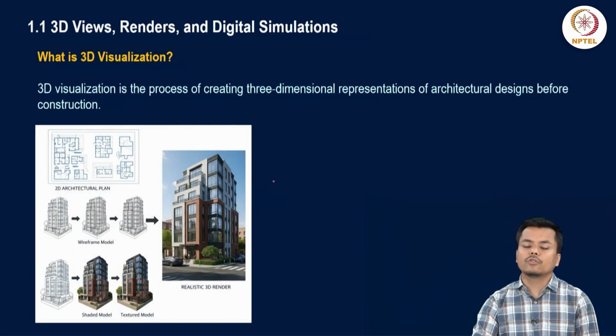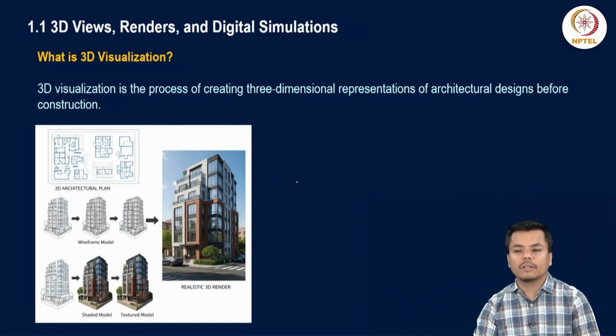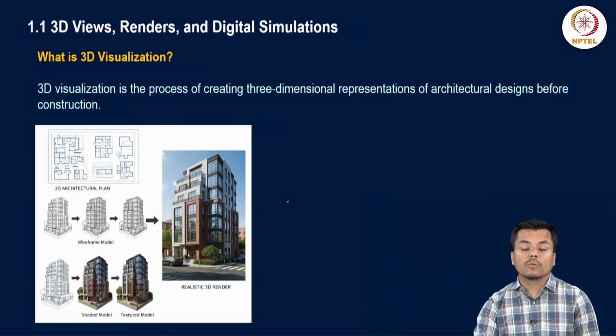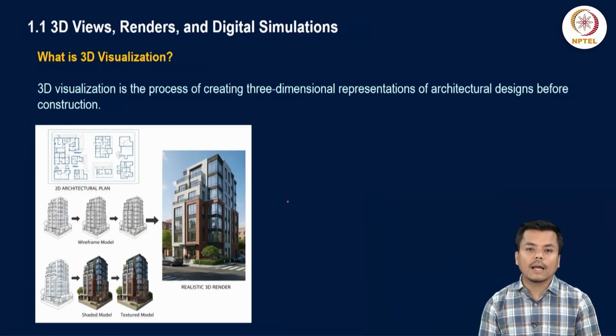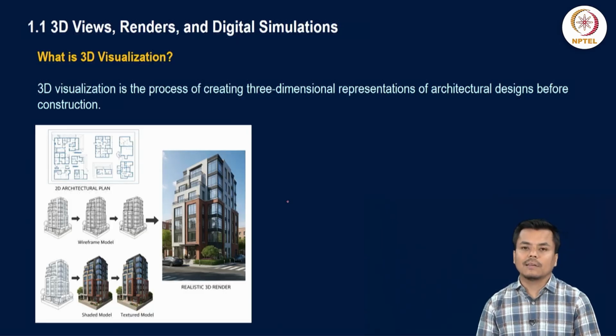So now let us look into the topics that we will cover in this presentation, that is 3D view first, then we will look into render and digital simulation. So what is a 3D view? It is also called 3D visualization. It is a process of creating a three-dimensional representation of architectural design before the construction, so that whoever is the client or whoever is the user, they can visualize how the structure that is designed for them will look when it is completed or when it is executed on the ground. So that is basically the purpose behind preparing 3D visualization.